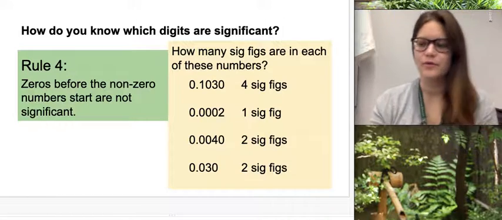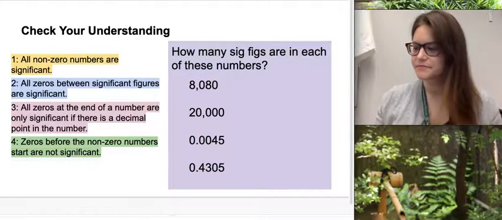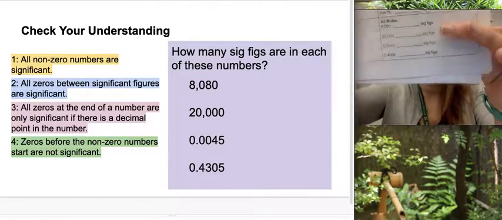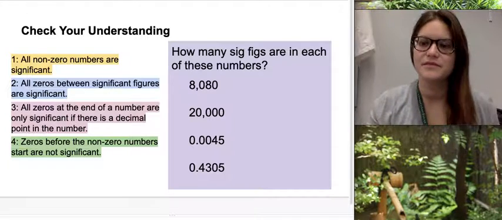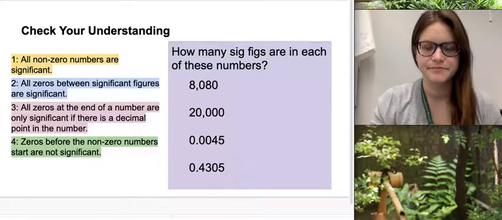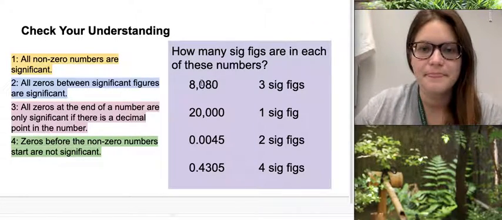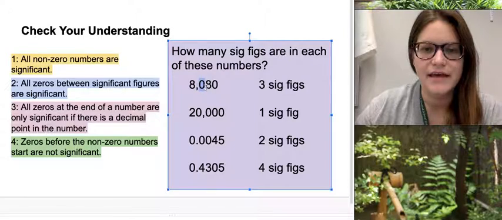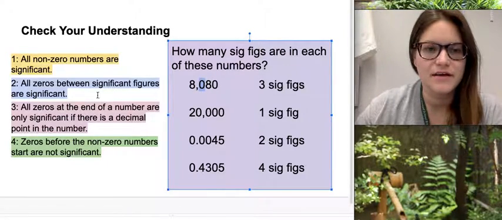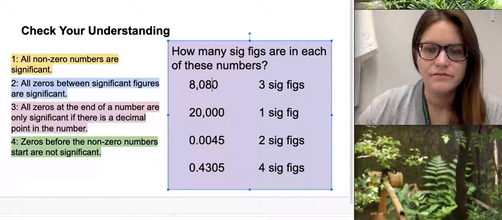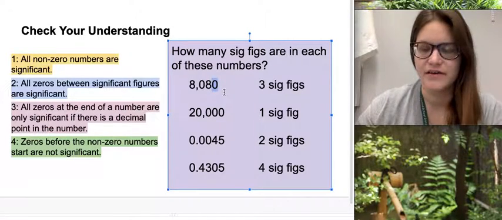Okay, now we're going to do a review of all of the rules. This is where you're going to be writing in that 4th and final box down here where it says all rules. Please predict the number of sig figs in each of these numbers. So in 8,080, the 0 that is between the 8s does get counted because it is between significant figures. So these 3 are significant, but this 0 on the end is not significant because there's no decimal point here.